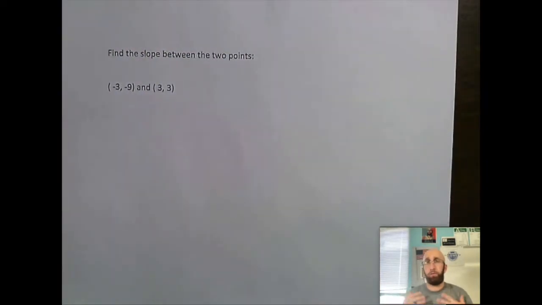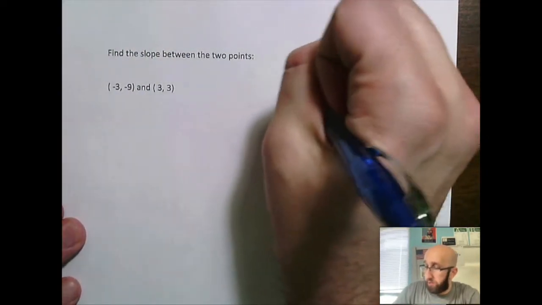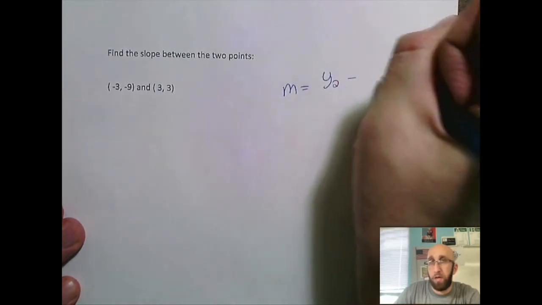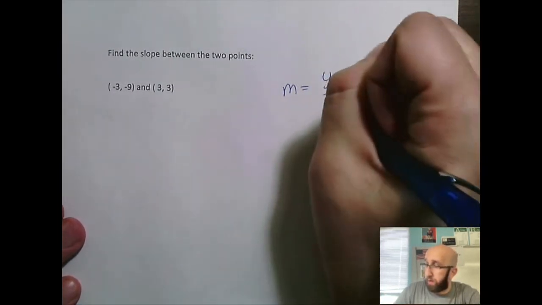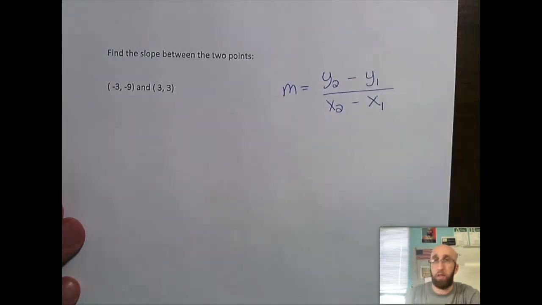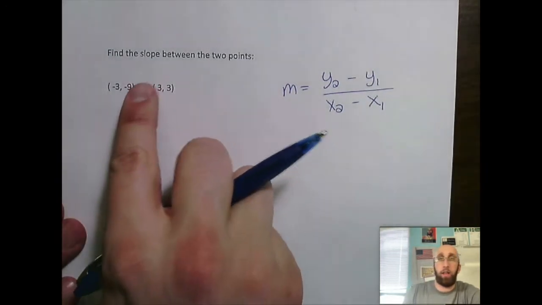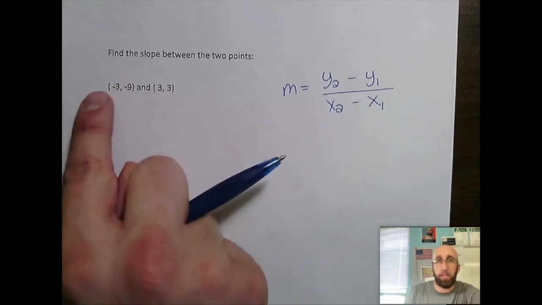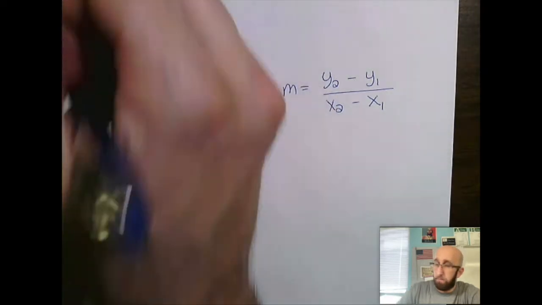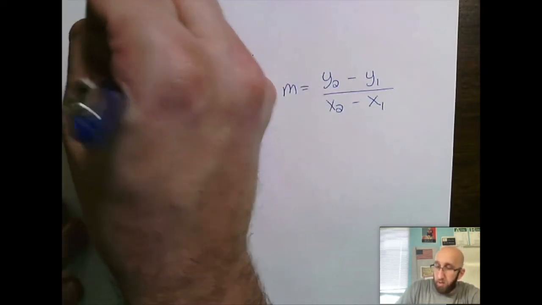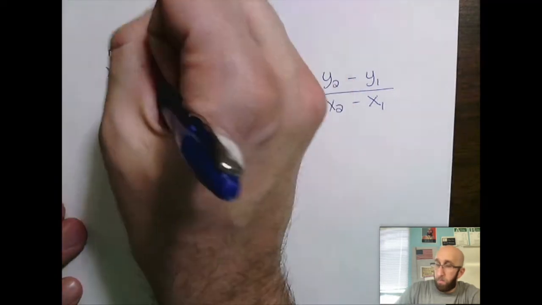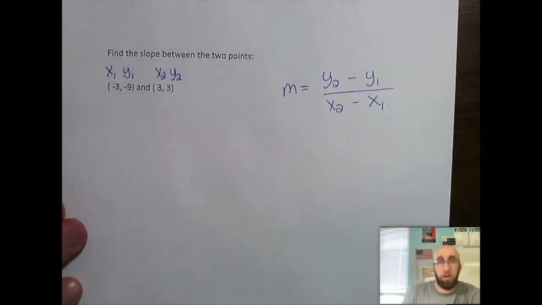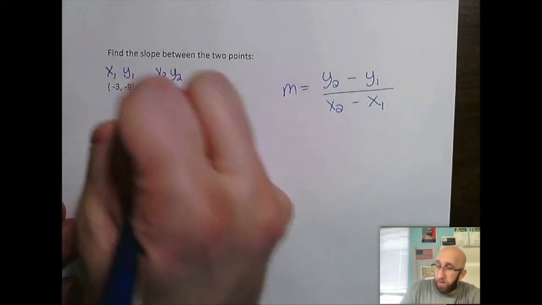Another example. Plug into that formula, do what you need to do. So very carefully, m equals y2 minus y1 divided by x2 minus x1. That is our formula for the slope. Let's label our points. This is the first point listed. This is the second point listed. First point, second point. So we have x1, y1. Other point, x2, y2. Then it's a careful game of plugging in the correct pieces in the correct places.